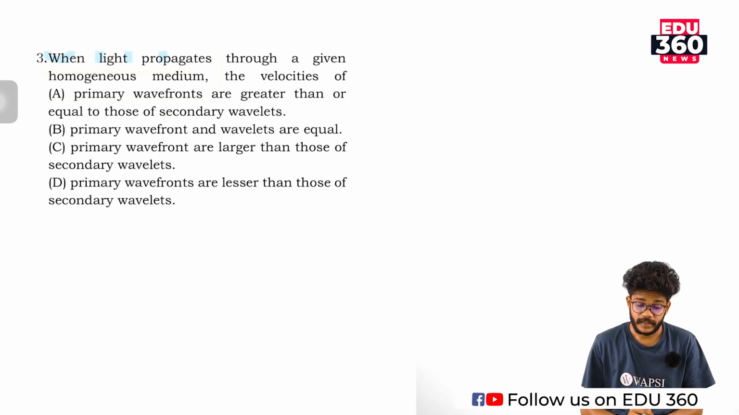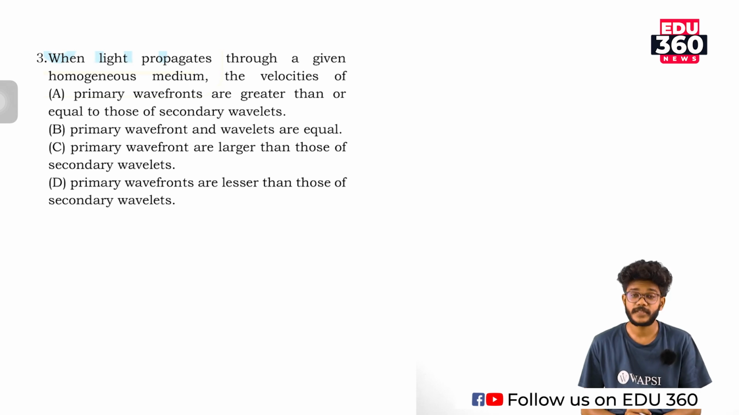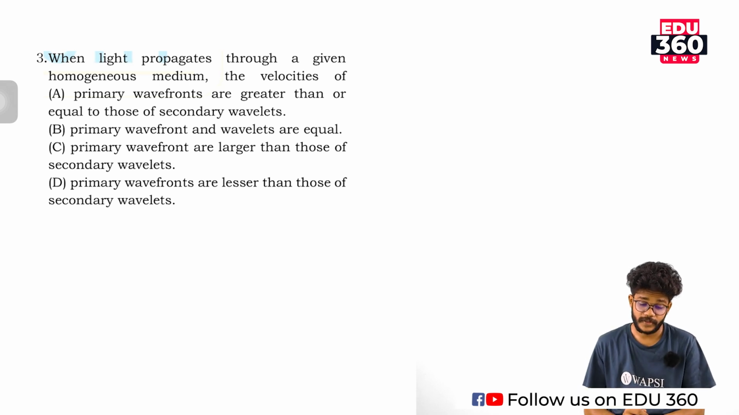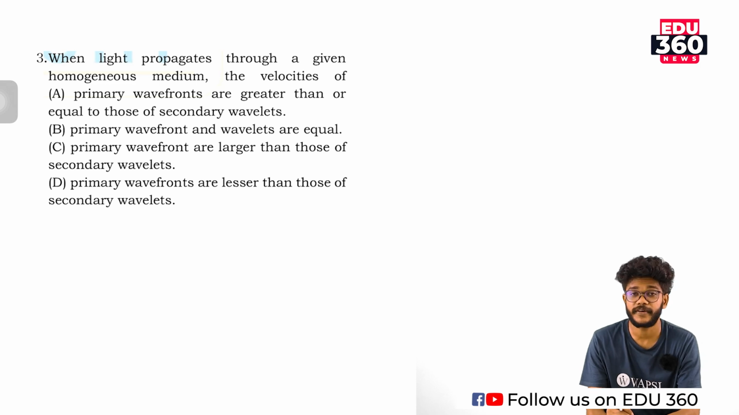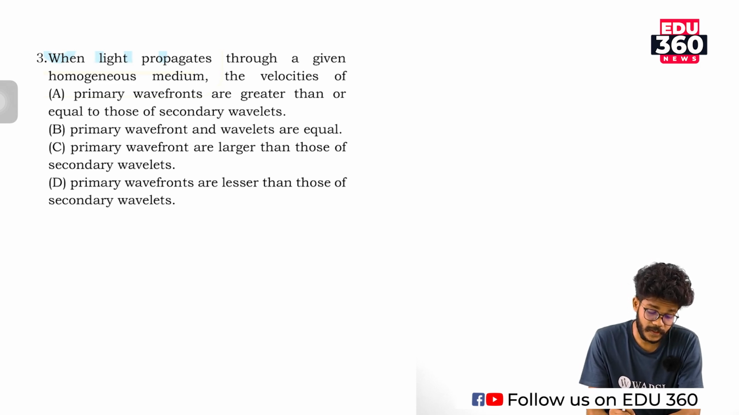When light propagates through a given homogeneous medium, the velocities of: option A, primary wavefront are greater than or equal to those of secondary wavelets. Option B, primary wavefront and wavelets are equal. Option C, primary wavefront are larger than those of secondary wavelets. Option D, primary wavefront are lesser than those of secondary wavelets.